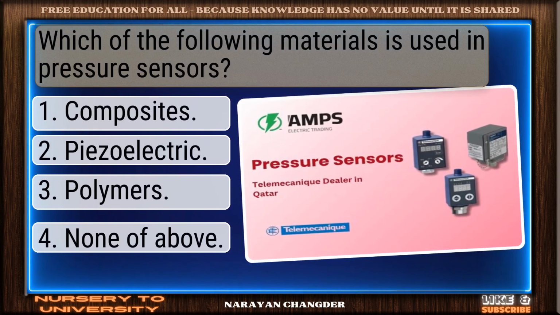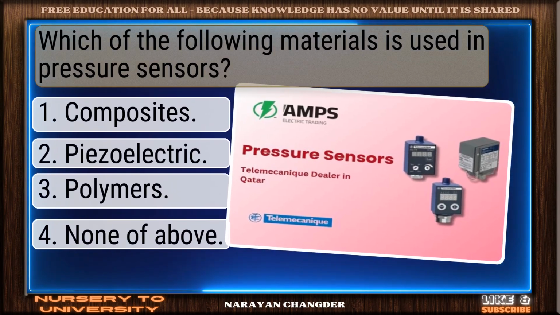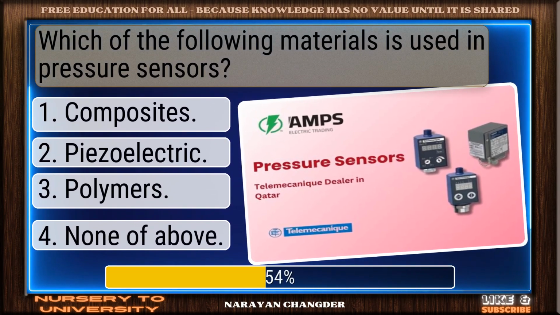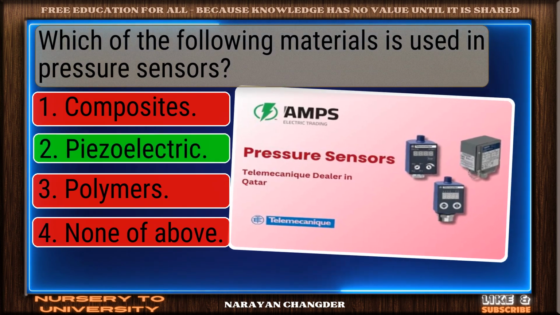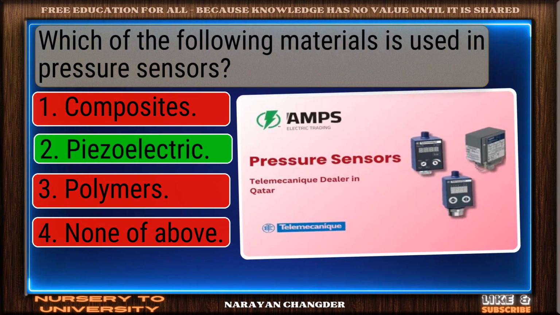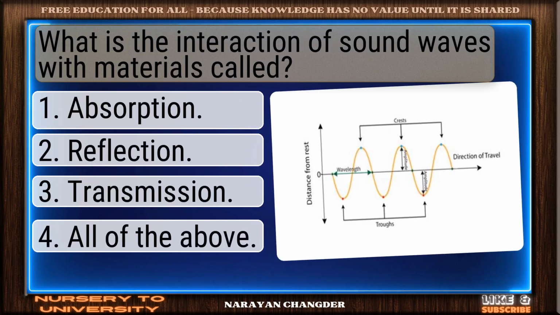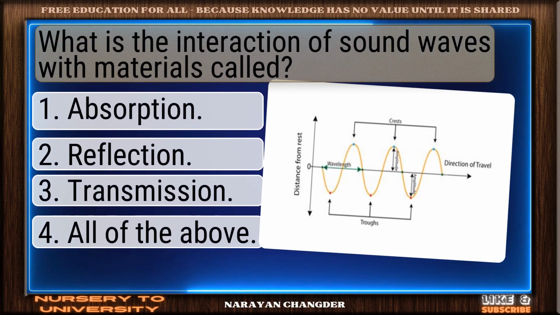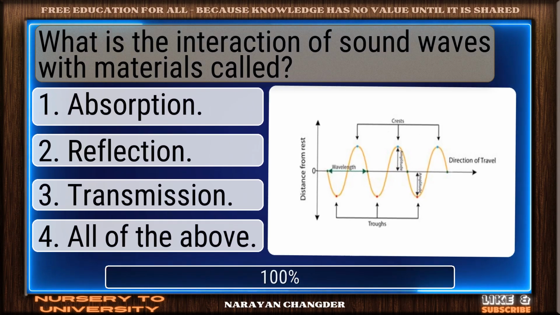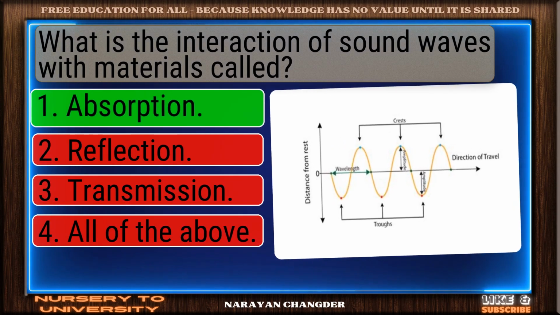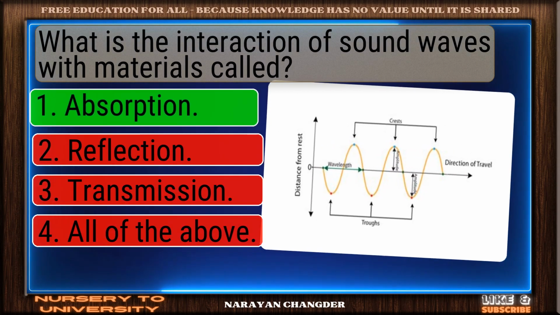Which of the following materials is used in pressure sensors? Smart move. Piezoelectric is an accurate answer. What is the interaction of sound waves with materials called? Well reasoned. Absorption is the correct choice.